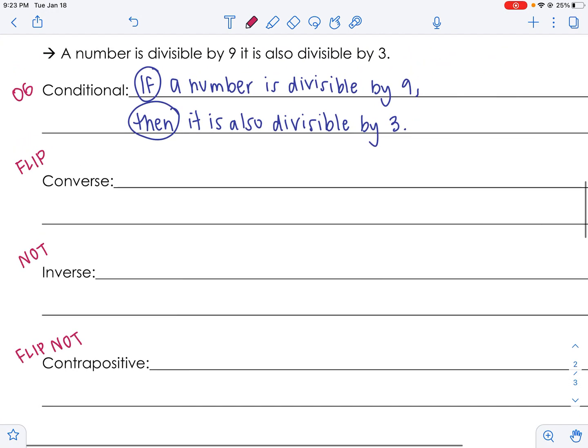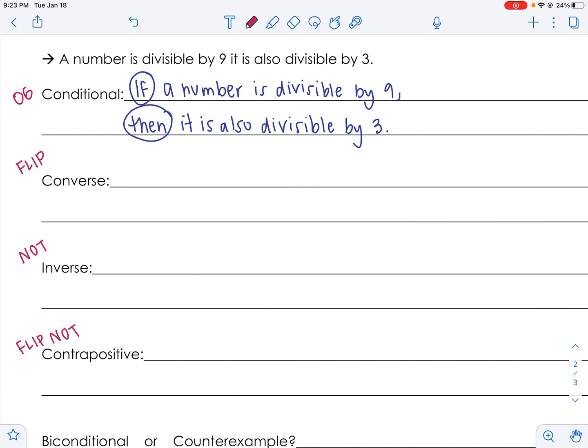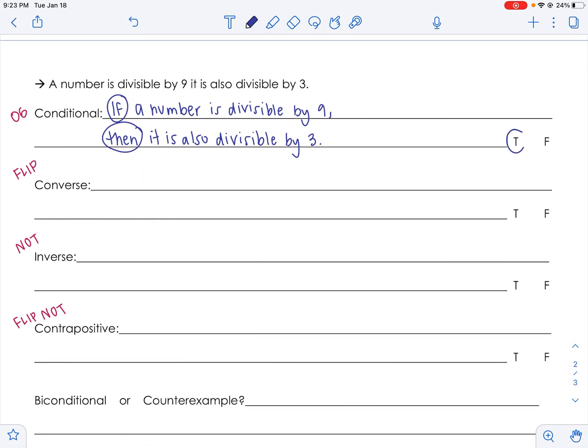So going back to our conditional, if a number is divisible by 9, then it's also divisible by 3. Well, what are some numbers that are divisible by 9? 9, 18, 27, 36. Ask yourself, does 3 go into those numbers? Yeah, it does. And if I kept going, it would work as well. So our conditional statement is true.